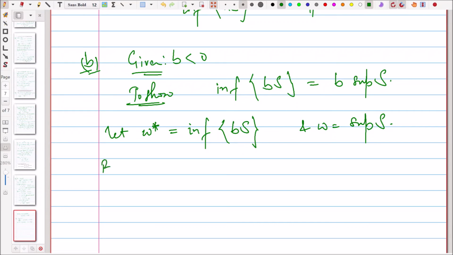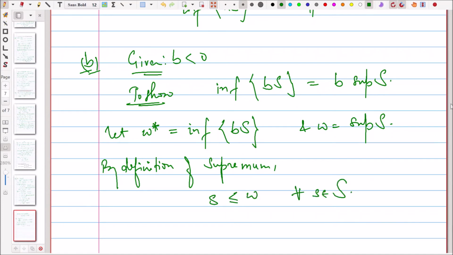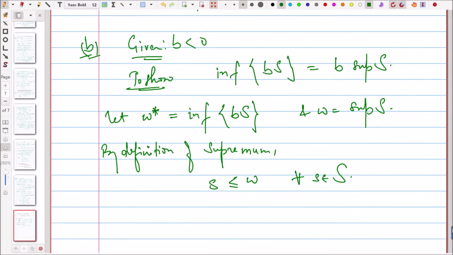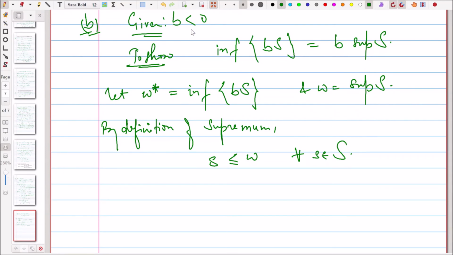By definition of supremum, same thing we will do just like we did in the last question, s is less than or equal to W for all s belonging to S. Because W is the supremum of S, every member of S is smaller than W. Now we will multiply by B. Because B is negative, it will reverse the inequality. So this implies Bs is greater than or equal to BW for all s belonging to S, since we are multiplying by a negative number.